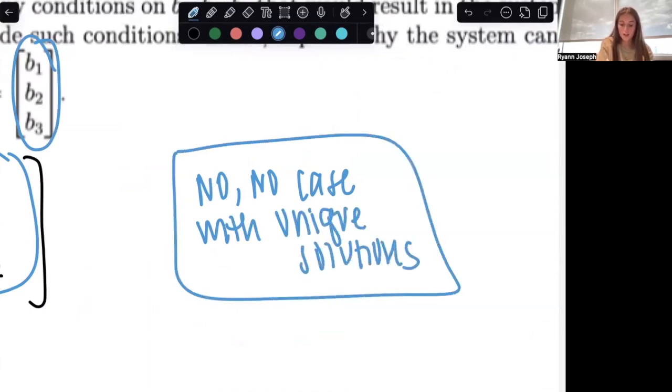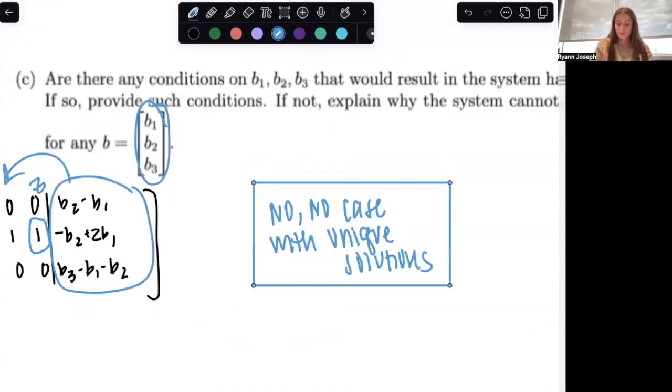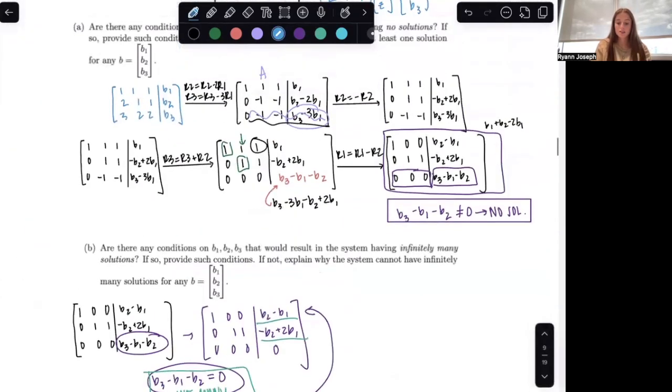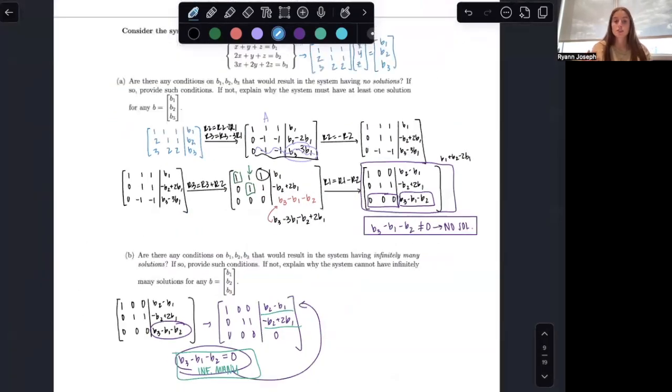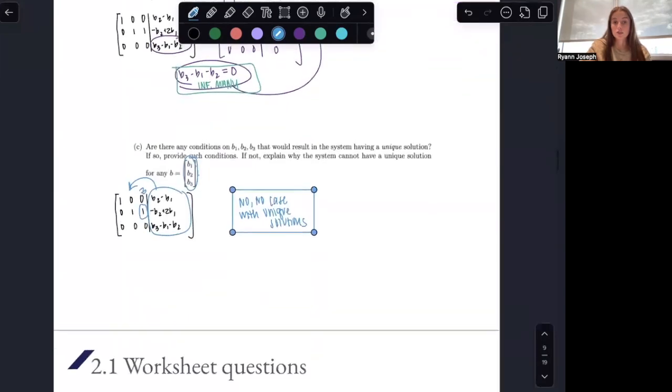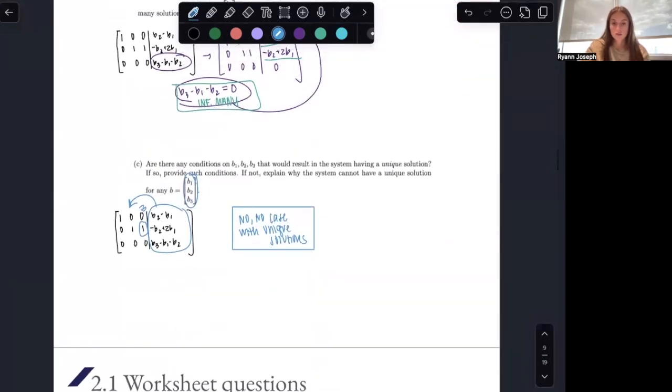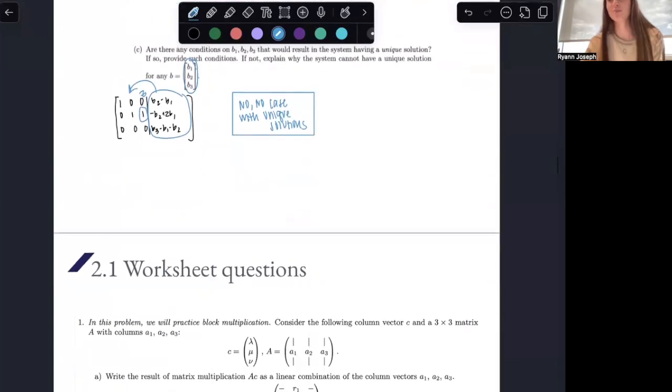So the gist of this question is that B determines no solutions versus infinitely many, but the coefficient matrix itself, A, determines if there are unique solutions or not. That was a lot of talking, and we just have a few worksheet questions to get through, and then we'll be done with 2.1.